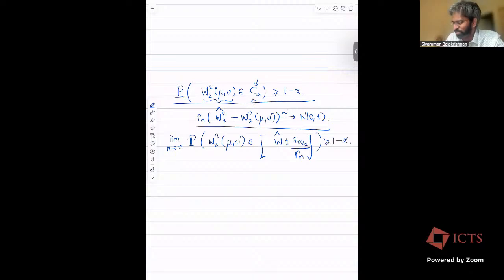So the practical way that people do inference is: I want to construct an interval that catches the truth with some probability. The usual way is to characterize the limiting distribution of your estimate minus the truth.